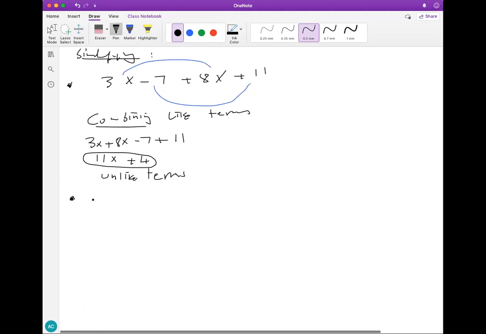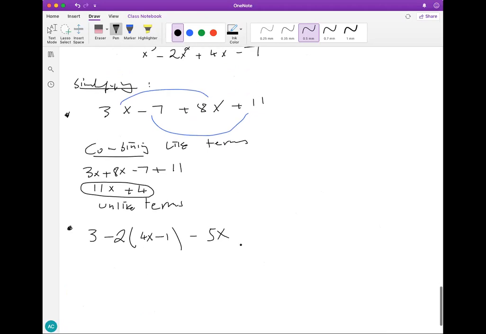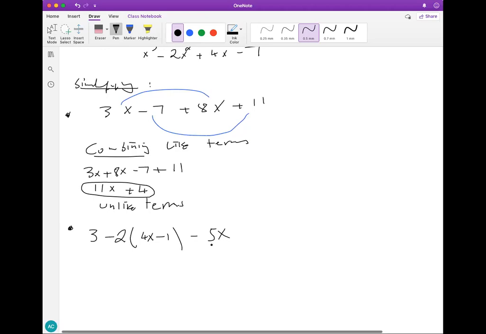So let's say that 3 minus 2, say 4x minus 1, and minus 5x. So simplify, again, I want to simplify this algebraic expression as much as possible. It doesn't have to be that long. It could be made much simpler. So what do you think you do in order to simplify this algebraic expression? Where do you start from?